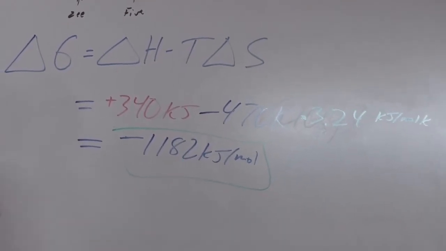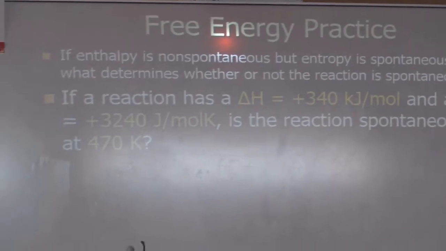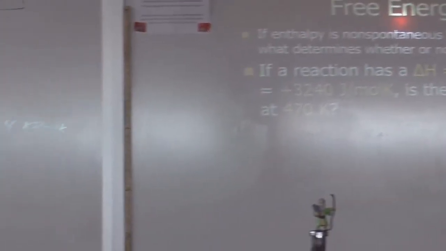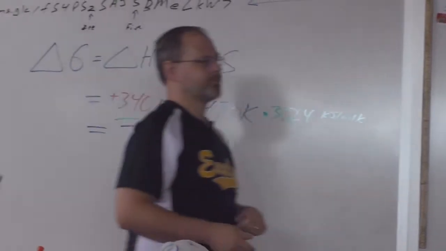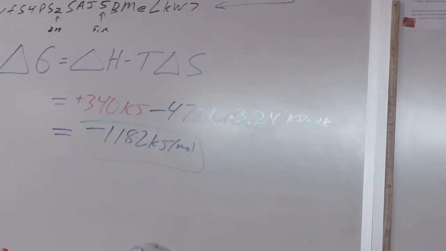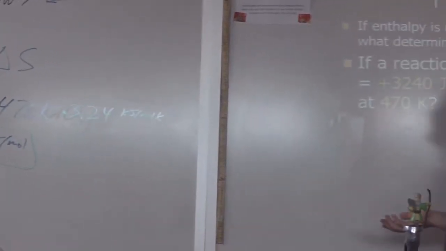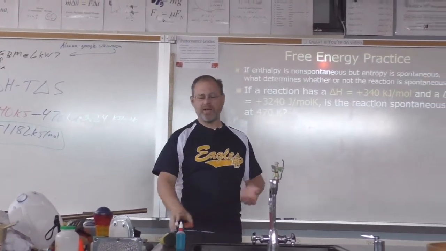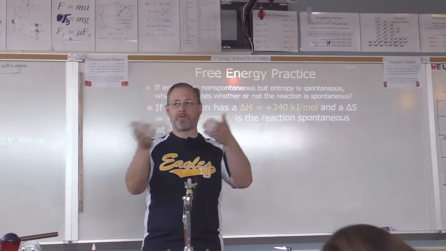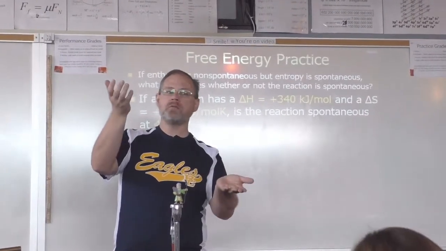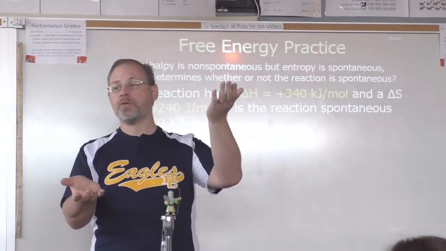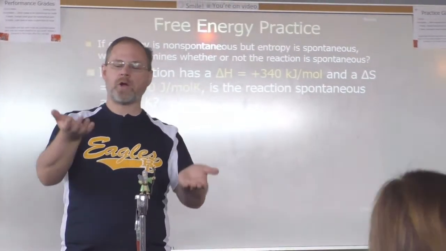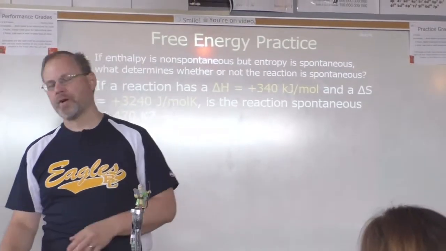Yeah, exactly. If you want to figure out what temperature it would be to be non-spontaneous, you set this equal to zero and solve for temperature, which is what we're going to do here in a little bit. So if you want to know at what temperature something becomes spontaneous, you just set your delta G to zero and solve for temperature. That should make sense, because if your entropy and enthalpy values are fighting, the tipping point, where one wins and the other loses, is when delta G is zero.